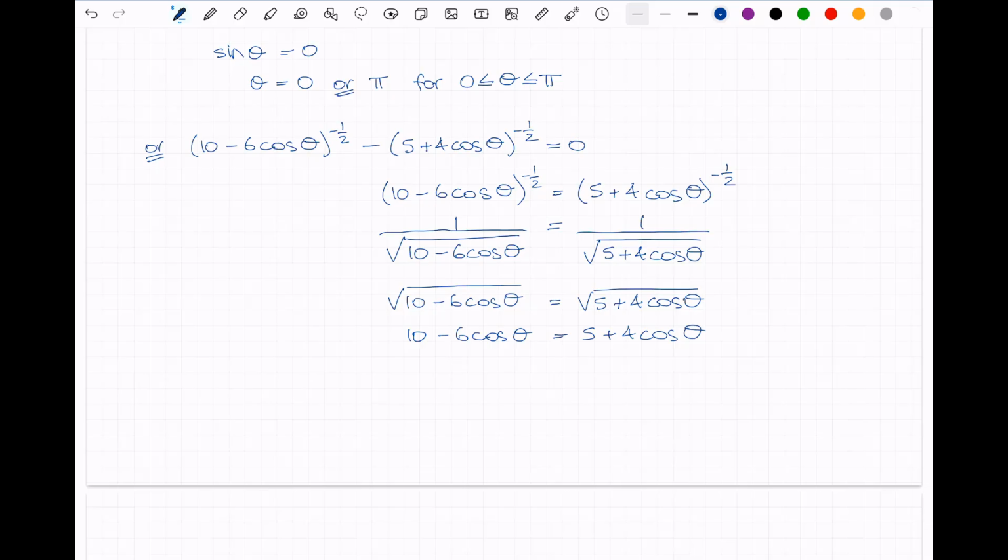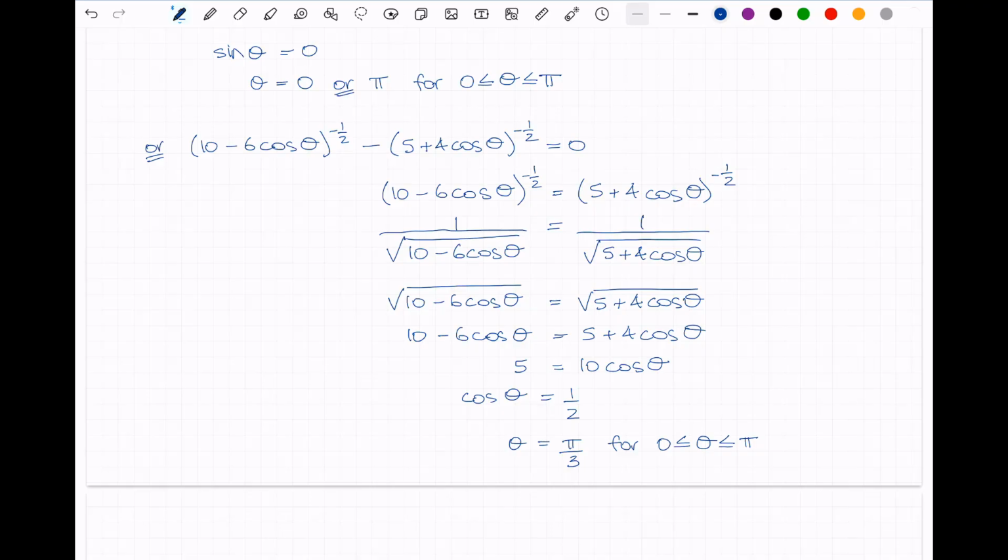Maybe add the 6 cos theta to both sides and then subtract the 5. So I'd end up with 5 equals 10 cos theta. Divide both sides by 10, and we're basically left with cos theta is equal to a half, and that would mean theta in the domain we're dealing with would be pi on 3, basically 60 degrees, and that's for the theta domain that we're given.